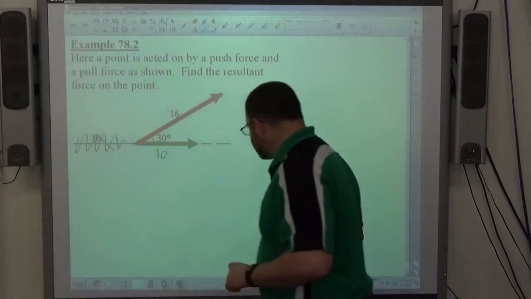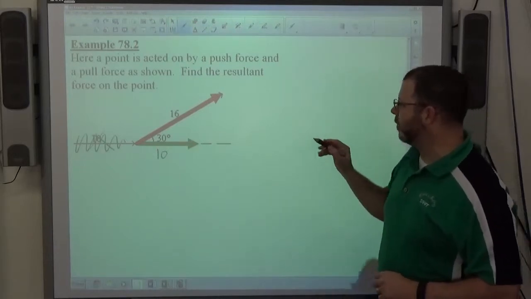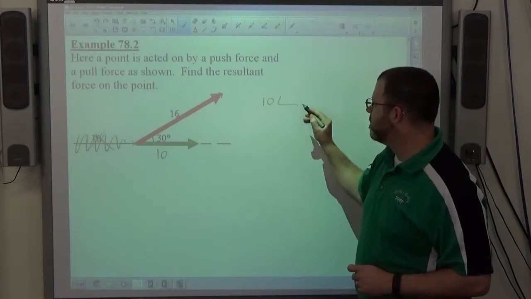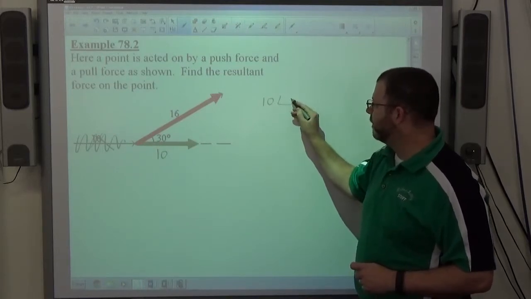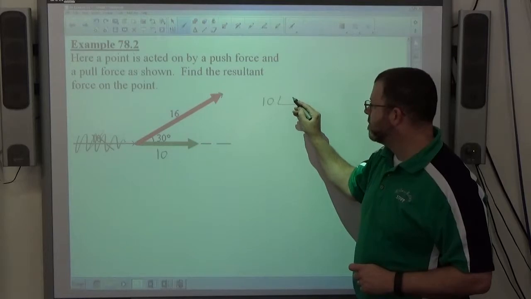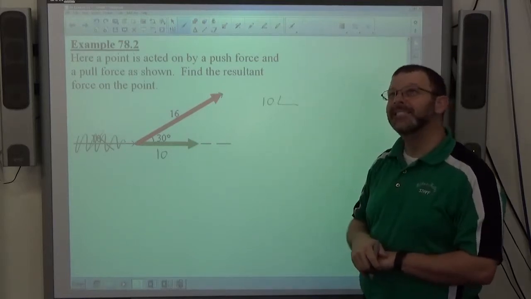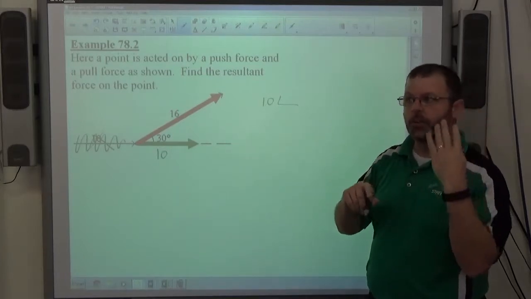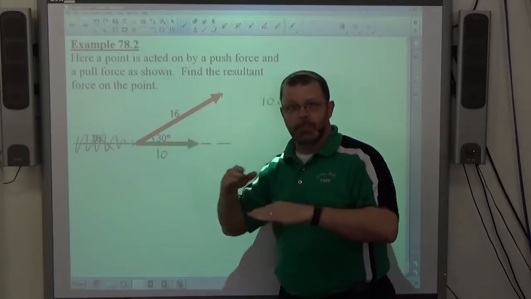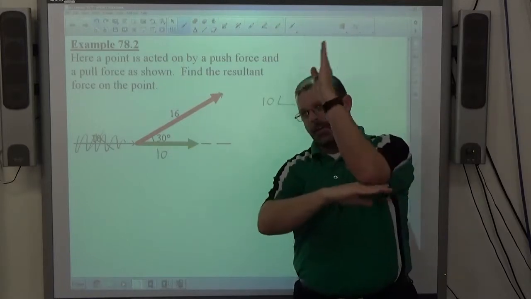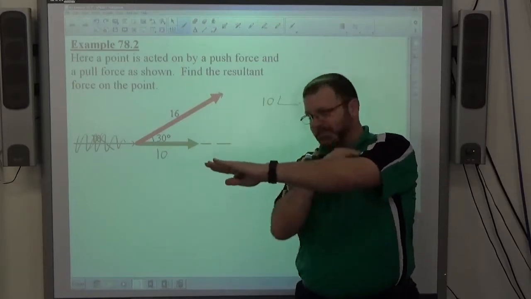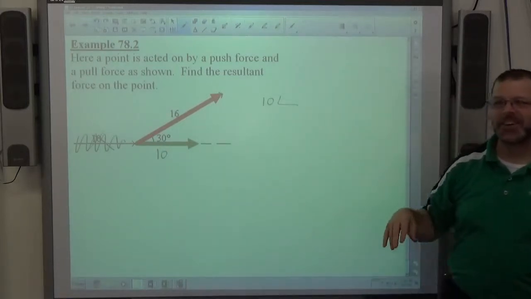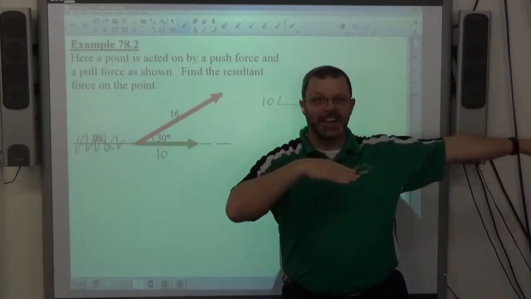So, looking at my two vectors, let's start with the green one. Its magnitude is 10. What is its angle? It's straight across. Is it slanted? No. It's not slanted, so it's either 0, 90, 180, or 270. Those are the four choices. I'm going to break my arm trying to explain this problem. Doesn't slant, so it's going to be one of those four.